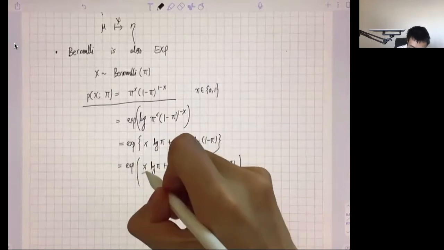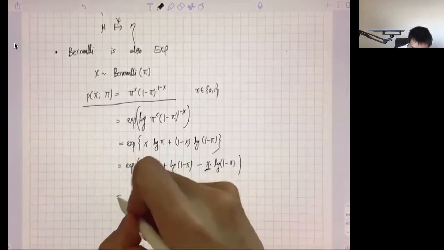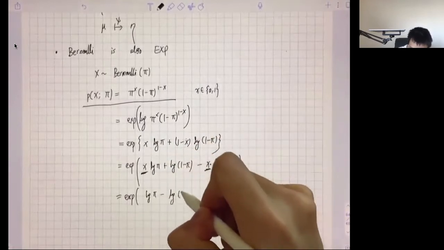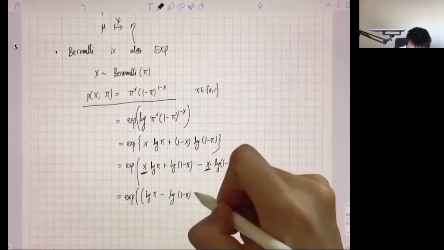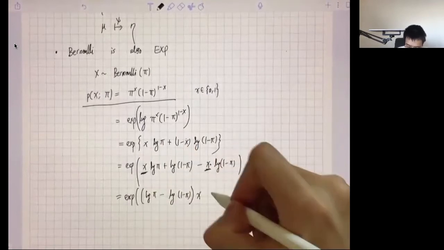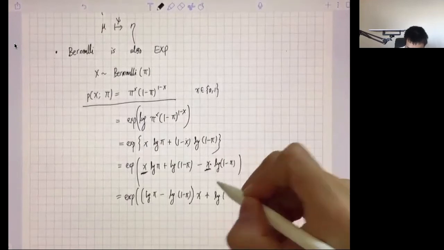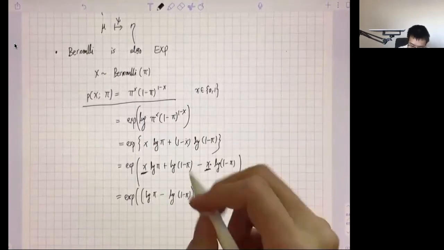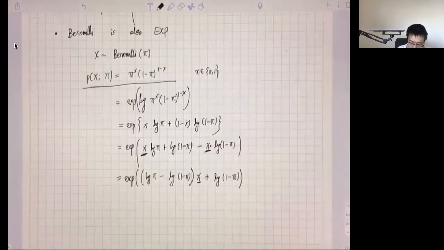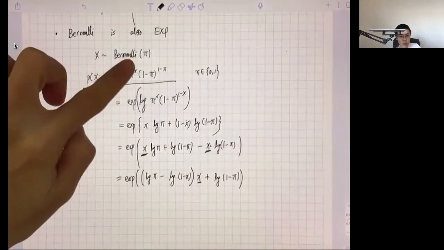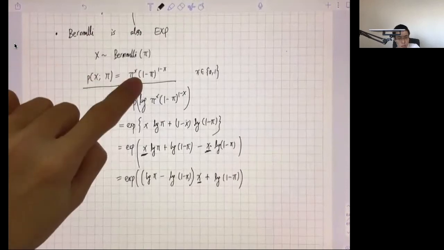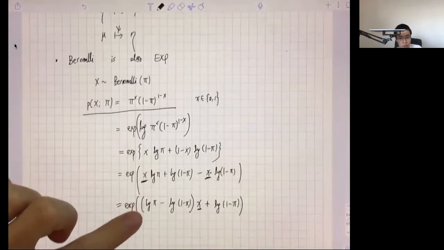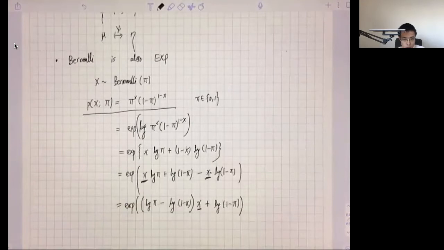Then I can group these two x terms here, okay? Log of pi minus log of 1 minus pi, times x, plus log 1 minus pi. Right? So this is the x term here. So this also shows that the Bernoulli distribution, even if it's a discrete distribution, it looks drastically different from a Gaussian distribution. It's also a member of exponential family, okay? Because it's exponential of something.